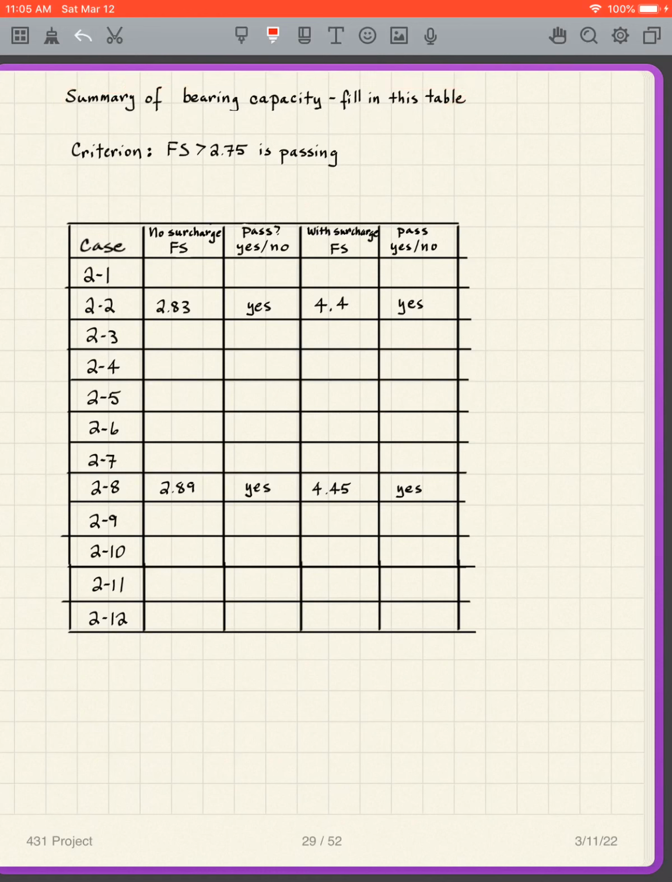And in this particular case, we looked at case 2.2 with no surcharge, and with the surcharge, I had a factor of safety of 2.83, 4.4. And for 2.8, I had 2.89 and 4.45. And we're going to use a factor of safety of 2.75 for passing. So all of these numbers are greater than 2.75, so they all pass in this particular case.